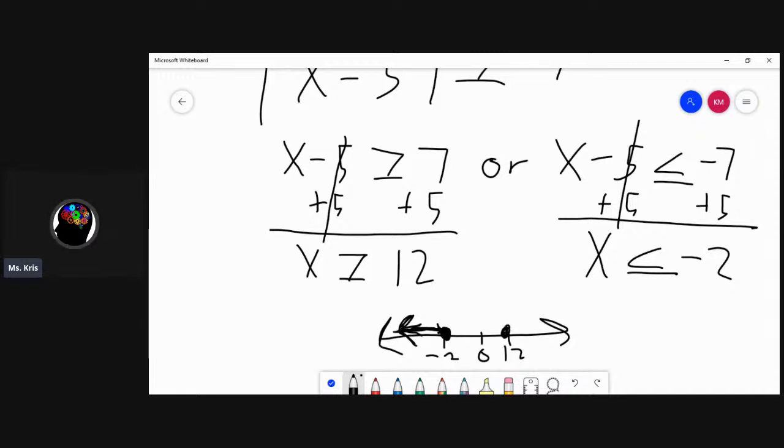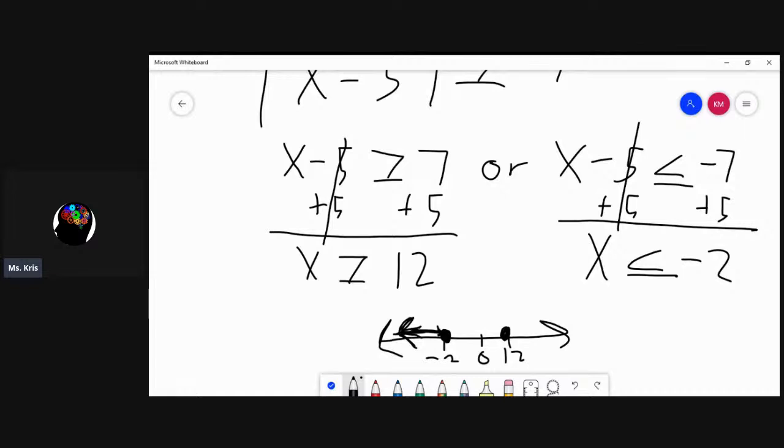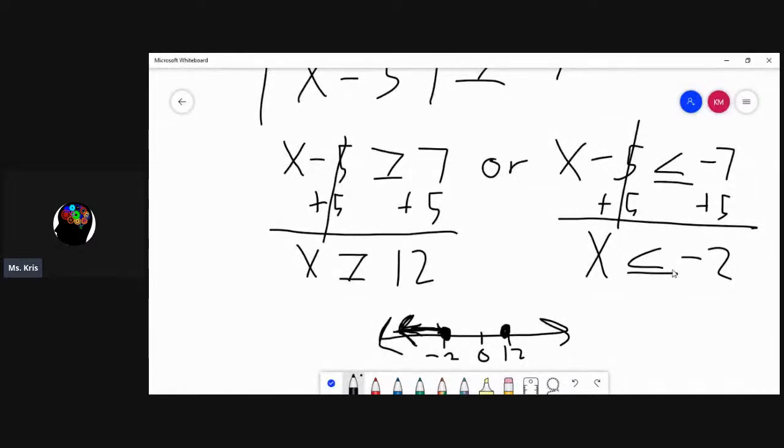So now I have my 12. I circle and close my circle out. I draw to the right, greater than. That's what it means when it says absolute value inequality for a greater than or equal to sign.